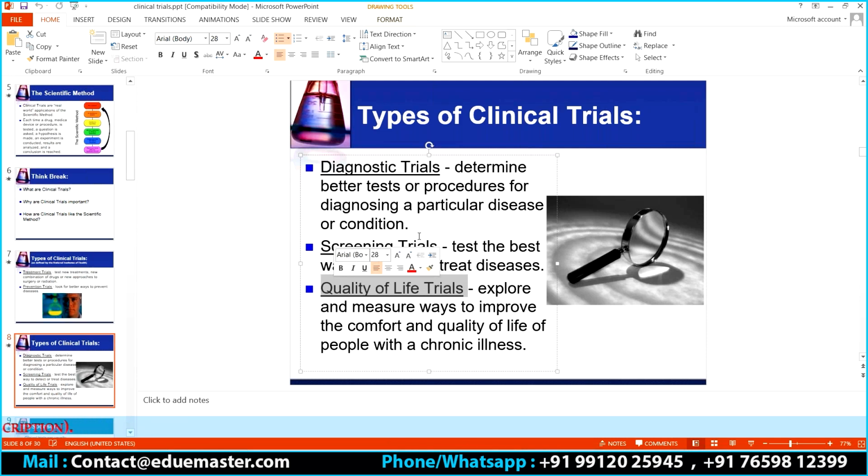But if you see European countries, especially countries like Switzerland, Austria, Vienna, they concentrate more on quality of life trials. That is, they try to explore more ways to improve the comfort and quality of life of the people who have some chronic illness.